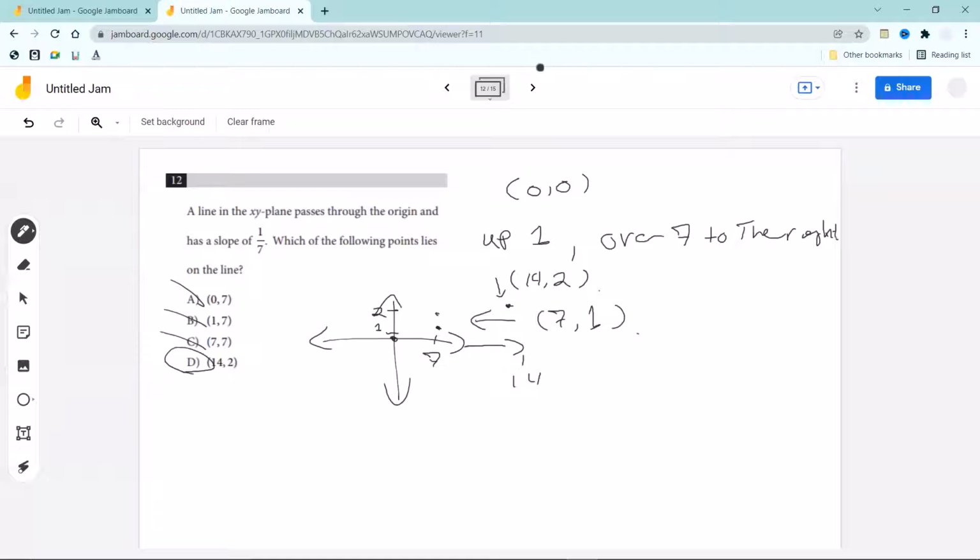The slope is essentially saying, in any slope, say the slope is A over B, this is going up, or down if it's negative, and this is going to the right, just like in the 1 over 7. It's a good rule of thumb to remember. Great. So the answer is 14, 2.